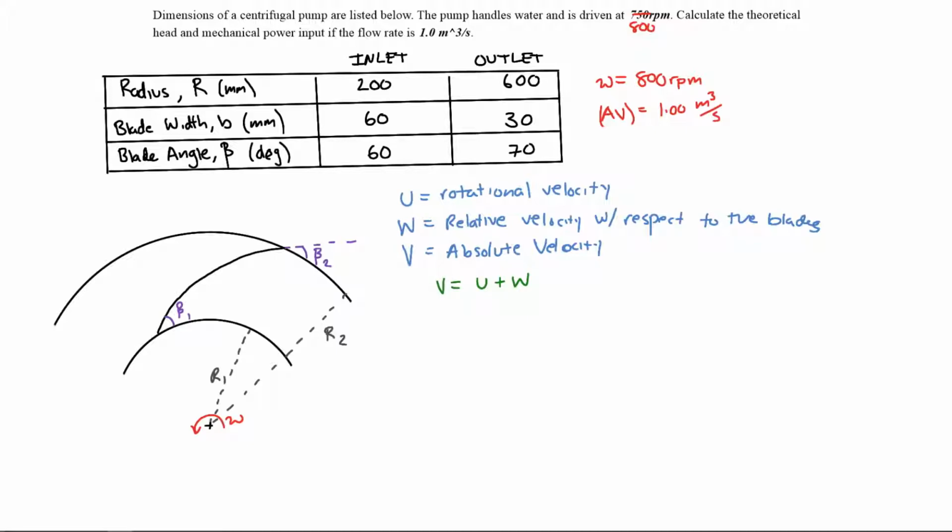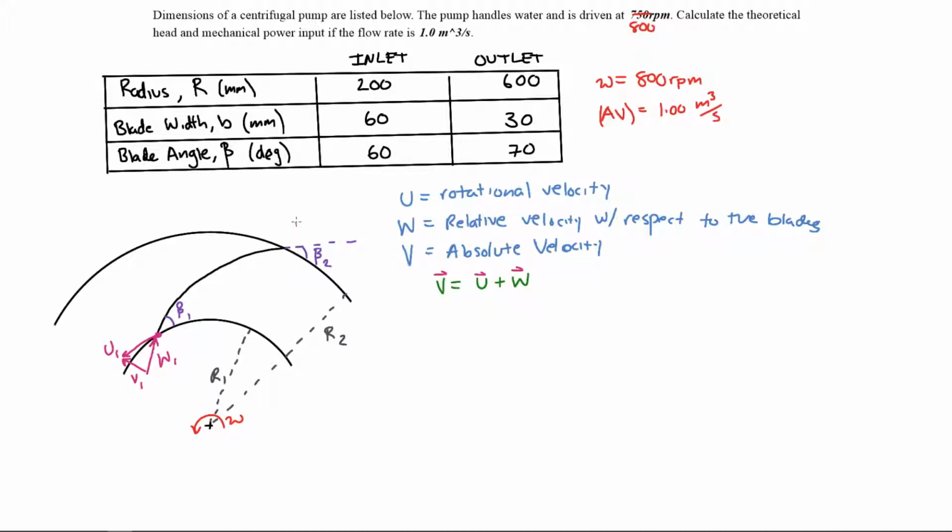So now let's start defining our velocity triangles. The rotational velocity at the inlet is always going to be tangent to this circle. So it's going to look something like that. We'll call this U1. And then the velocity relative to the blade is always tangent to the blade. So it looks something like this. As we defined earlier, these should be vectors. So this should be W1. If you add those two vectors together, you get an absolute velocity that looks like this.